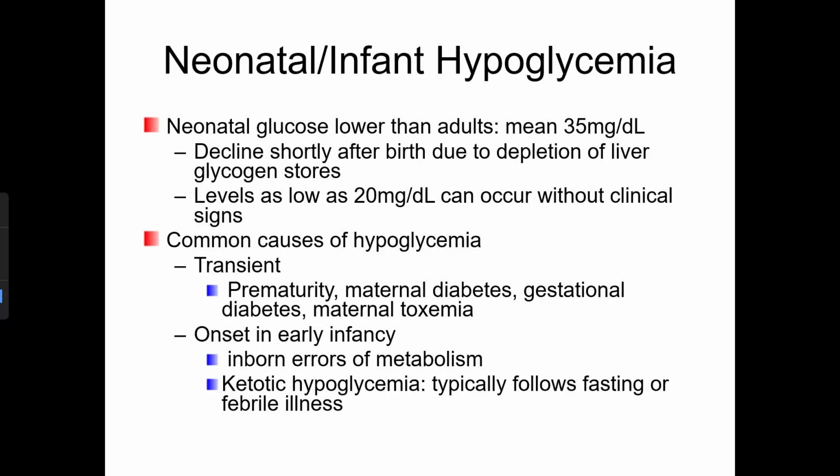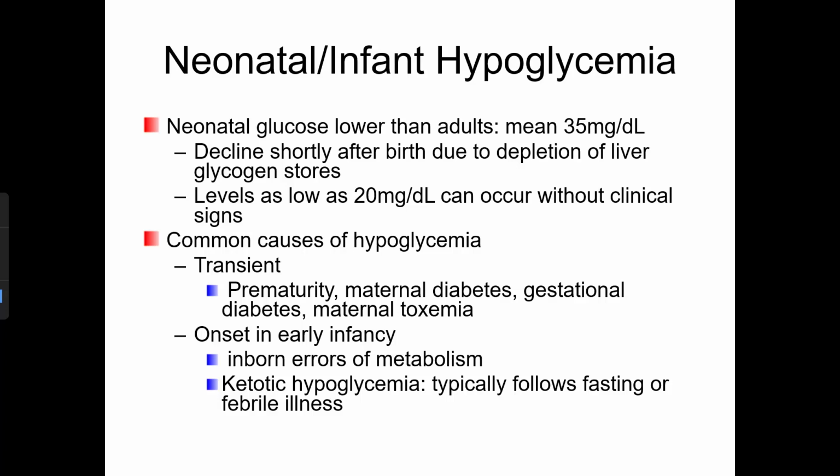Neonatal or infant hypoglycemia. So neonatal glucose is lower than in adults. The average is 35 mg per deciliter. It declines shortly after birth due to the depletion of liver glycogen stores. So they're no longer what I call hooked up to their mom. They've been delivered and they use up all of the glycogen that was stored in their liver.